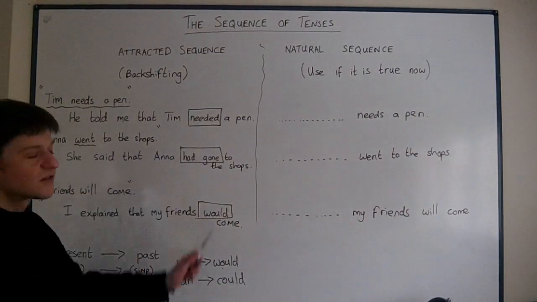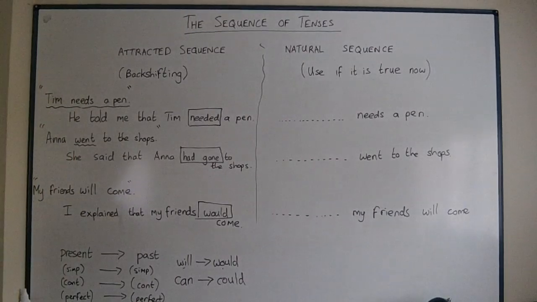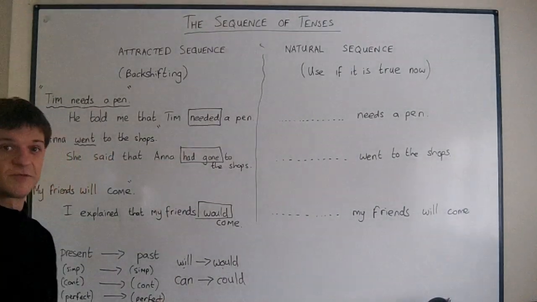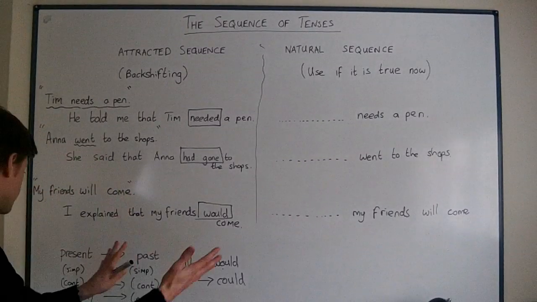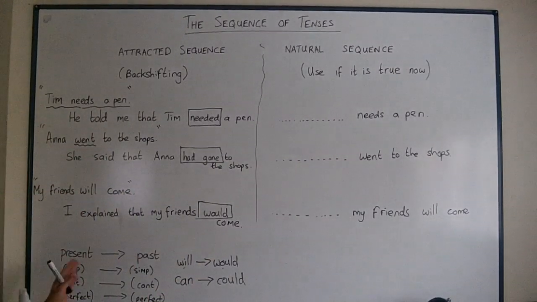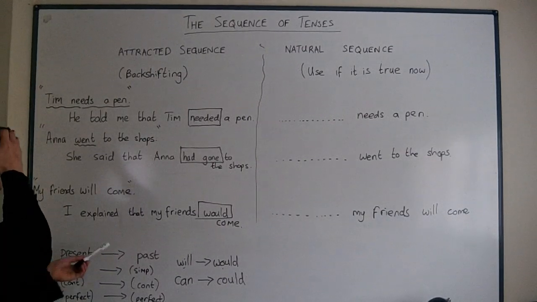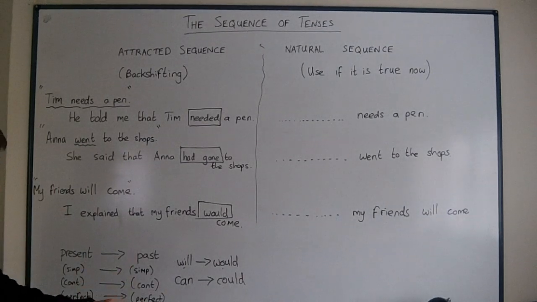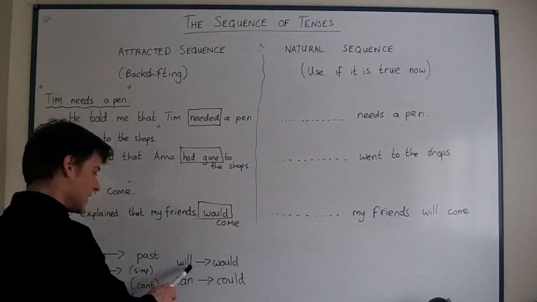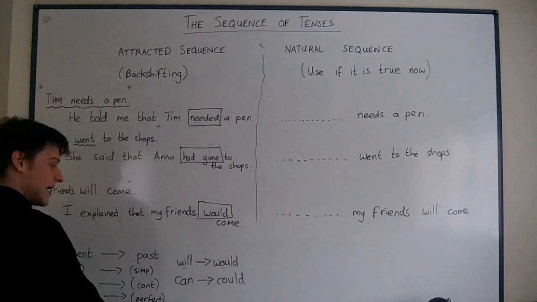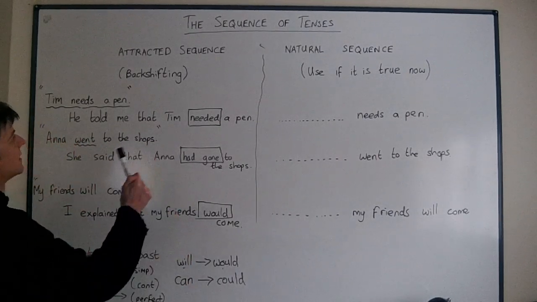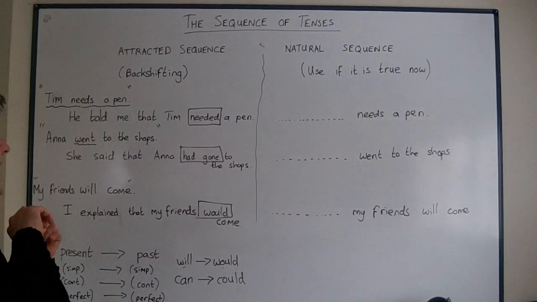Past simple goes to past perfect in reported speech. And present simple goes to past simple in reported speech. Present perfect goes to past perfect. Present continuous goes to past continuous. And present simple goes to past simple. Can goes to could. So some modals change, really, just will and can. Will goes to would, can goes to could. And so there are many changes in reported speech.